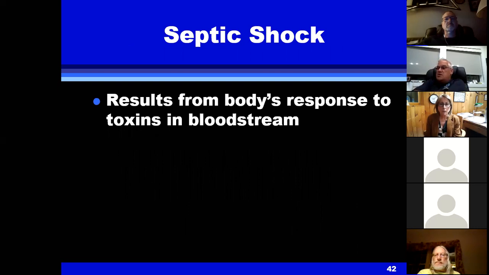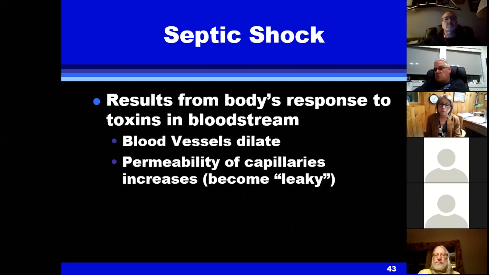Okay, and then the last distributive shock that we'll talk about, and then we just have obstructive and hypovolemic, is the septic shock patient. So again, it's the different toxins, okay, that are released from the infection itself, they cause the blood vessels to dilate. The other thing that happens is it increases the permeability of the capillaries. This also happens in anaphylaxis.